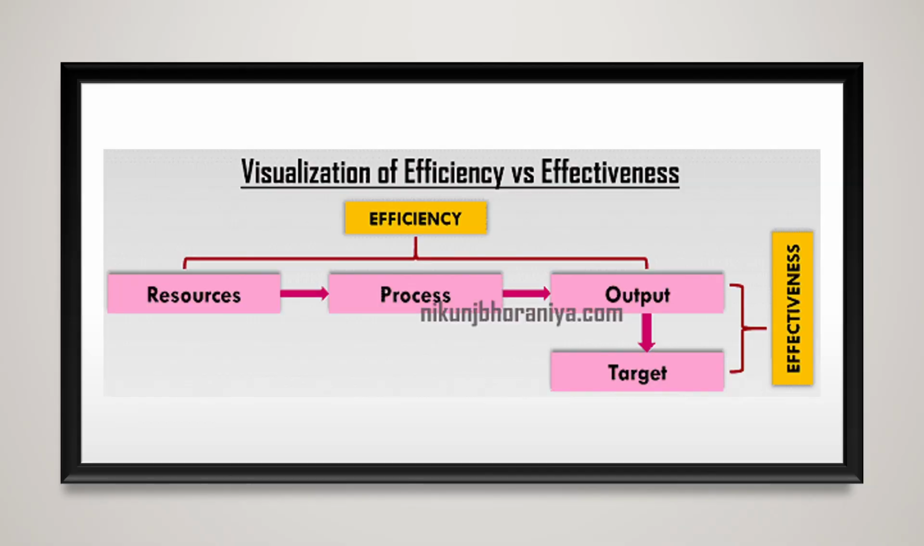So this is a visualization of efficiency versus effectiveness. Efficiency is like resources, process, and output. These are efficient. But effectiveness means output and your target. As I told you, the process included is efficiency and the goal and the output included is your effectiveness.